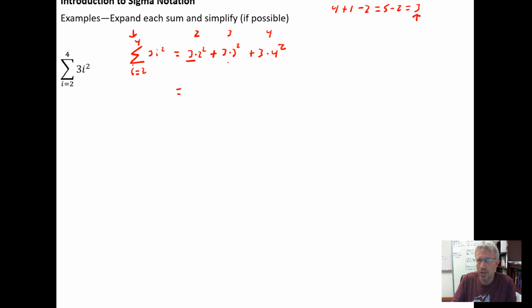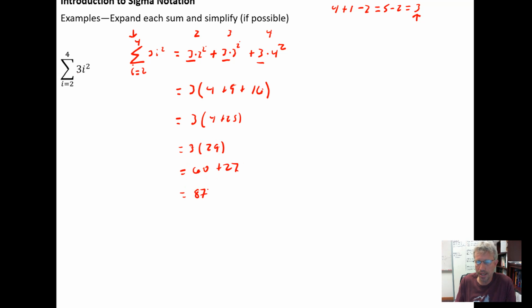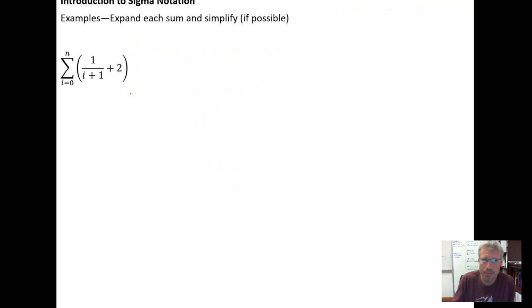So notice that the 3 showed up in all 3 terms. I could actually factor that out, and I get 2 squared is 4, plus 3 squared is 9, plus 4 squared is 16. So this would be 3 times 4 plus 25. This is 3 times 29, which is going to be 3 times 20 is 60, plus 3 times 9 is 27, adds up to 87. So there's that summation. So one more example, oh, 2 more examples actually.